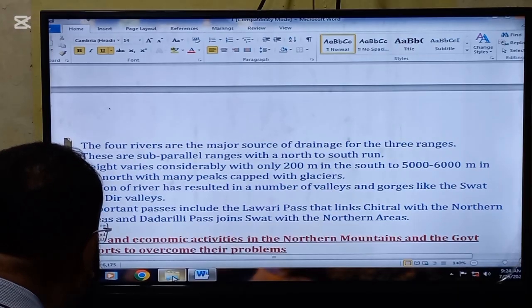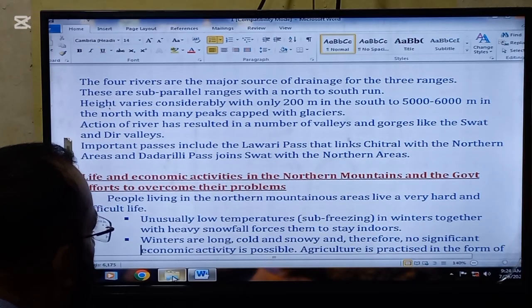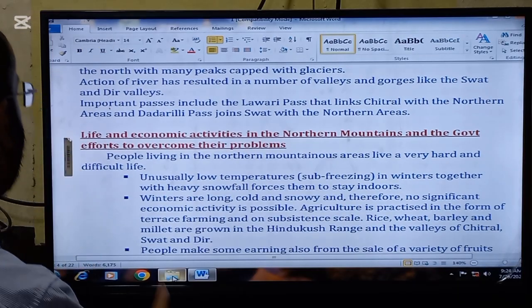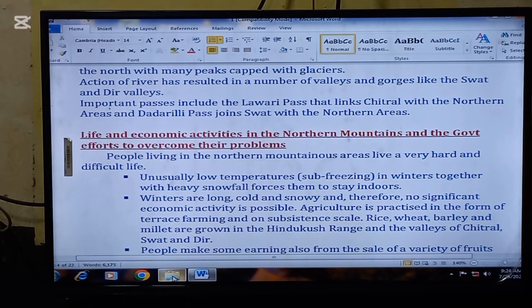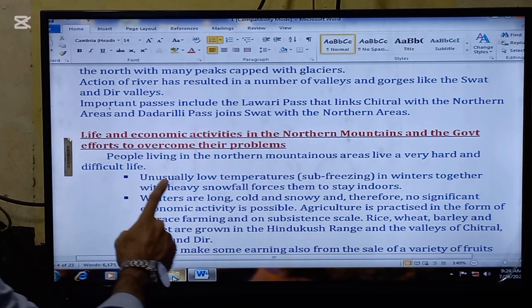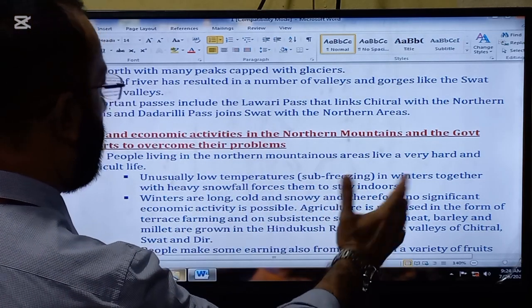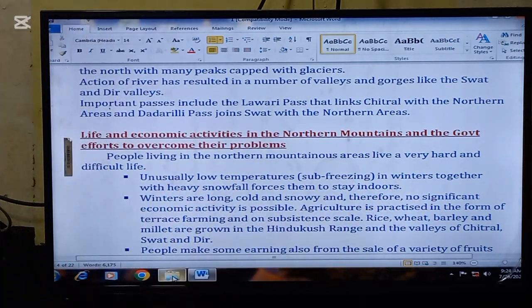Here we are going to read the life and the economic activities in the northern mountains and the government efforts to overcome their problems. So concentrate yourself. This is a very important topic as far as the paper is concerned. This question frequently comes in the paper. The life and the economic activities in the northern mountains and the government efforts to overcome their problems.